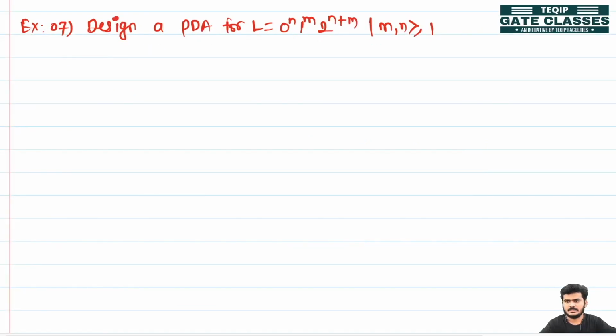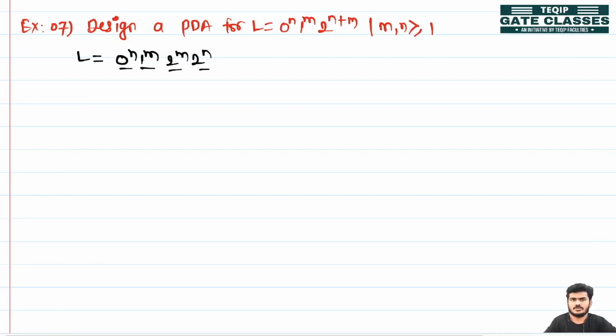Let's see this example. We have to design a PDA for the language 0^n 1^m 2^(n+m), where m, n are greater than or equal to 1. So the language becomes 0 to the power n, 1 to the power m, and we need m first, so we will write 2 to the power m and 2 to the power n. So this and this should be compared, and this one should be compared with these two.